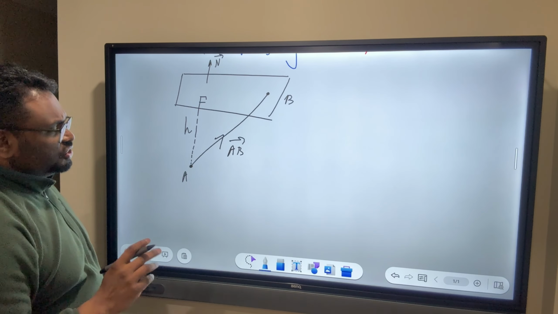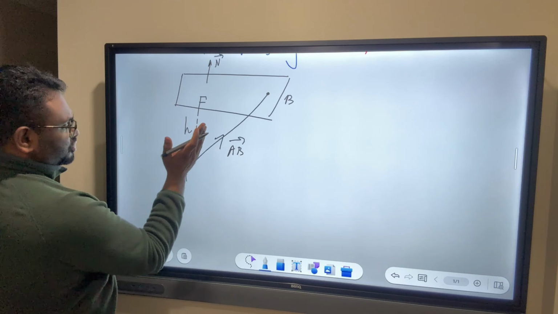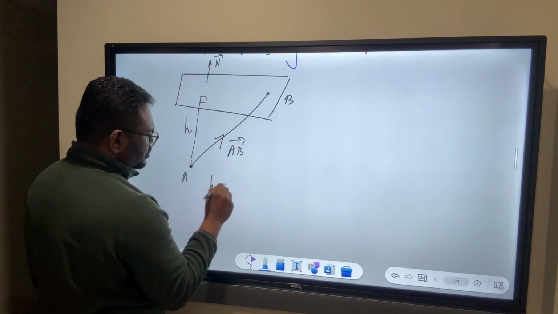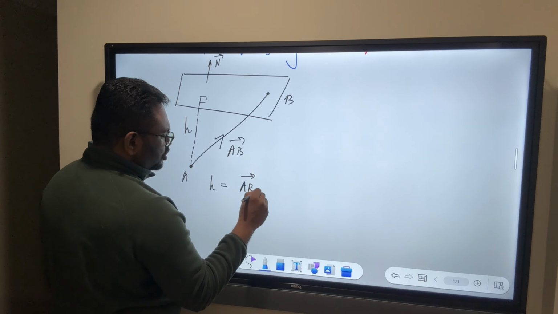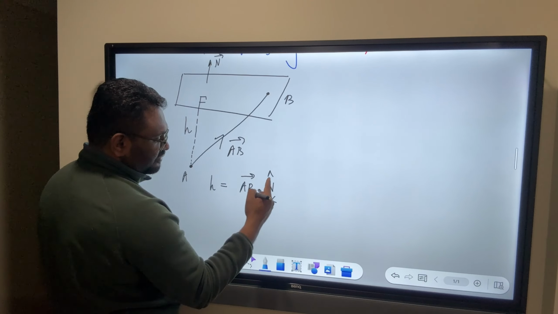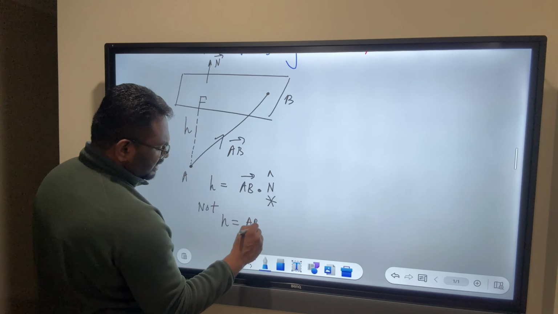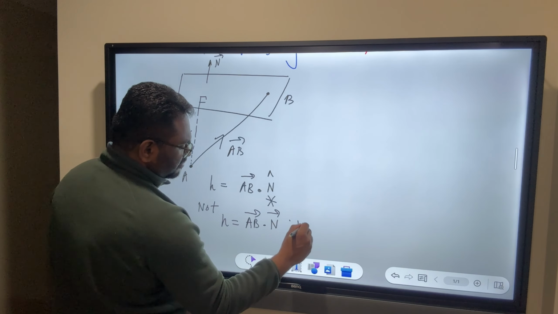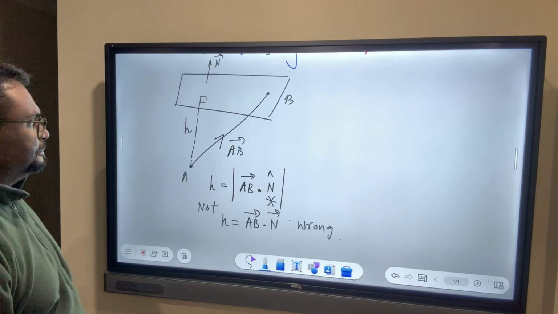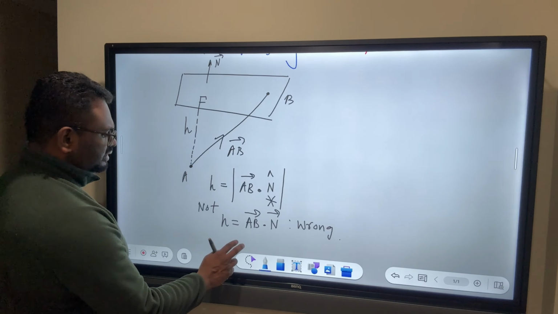How do you do that? We are going to use the vector projection, right? So we are going to take the scalar resolute. How do you take the scalar resolute? AB dot with n hat. So h is nothing but AB dotted with n hat. Precisely this should be n hat, not the n vector. So h is not AB dot n vector; this is wrong. It should be precisely this. And then if you want, you can take the magnitude. So that is h. That is pretty easy. All good. Now let's think about this.